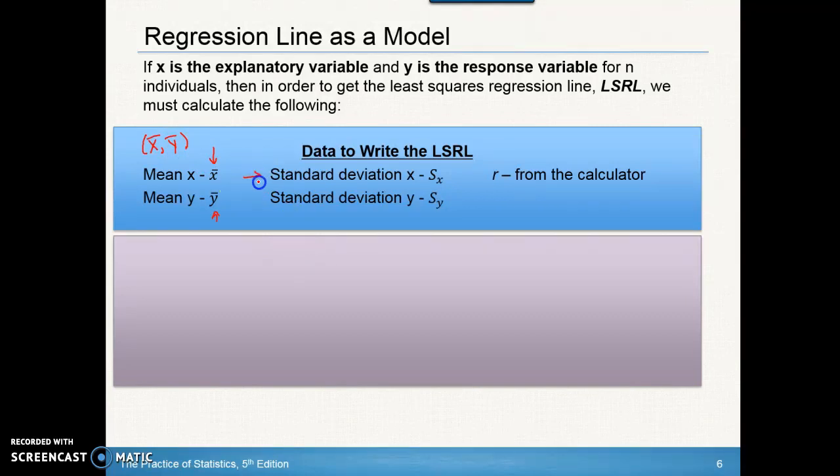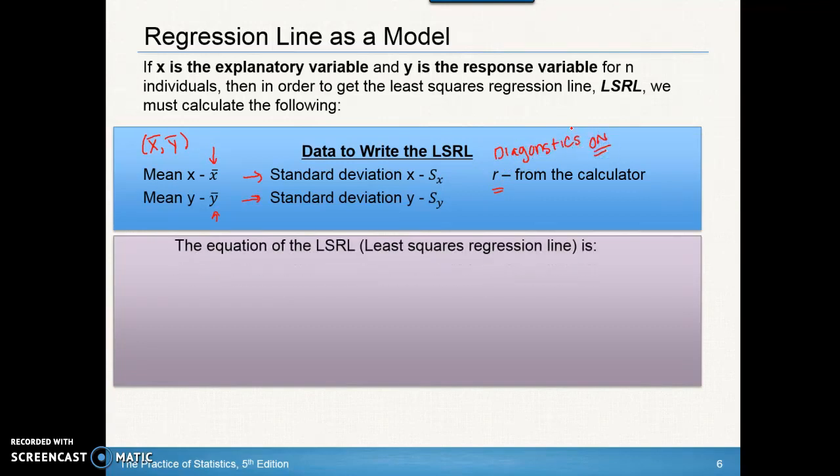You're always going to get the standard deviation of your X values and the standard deviation of your Y values. And then your R value, we'll talk about this later, is going to describe how well the model helps predict your response variable. You always get that from your graphing calculator, and make sure you have your diagnostics turned on in order to get your R value. Here's how we write the equation of the least squares regression line.